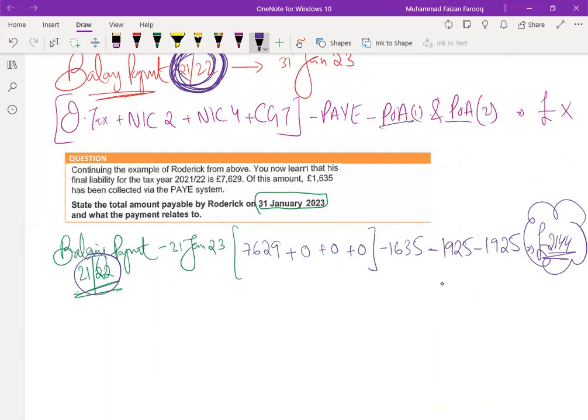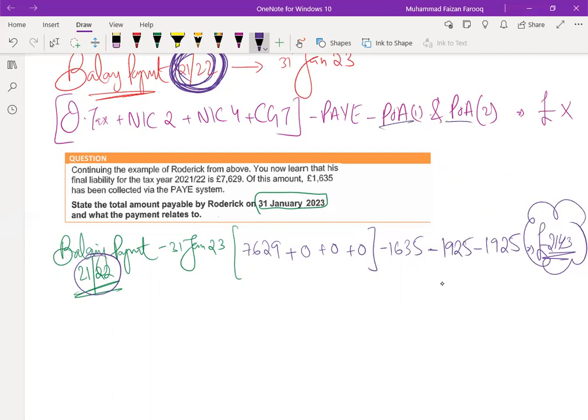2143. 2144, right? 2143. Okay, no problem. Any questions till now? Balancing payment?